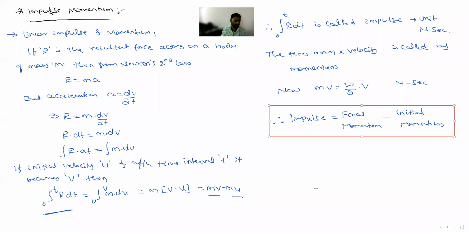Write this much. The remaining things we will write in the next class. There is the impulse momentum equation, and based on it there are some problems.